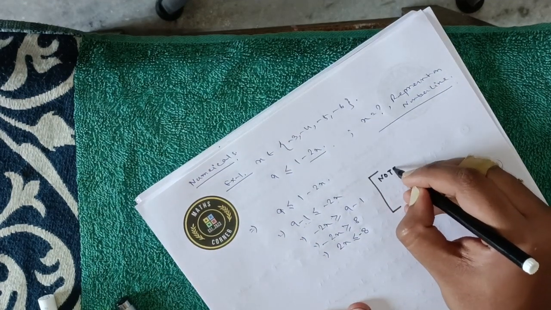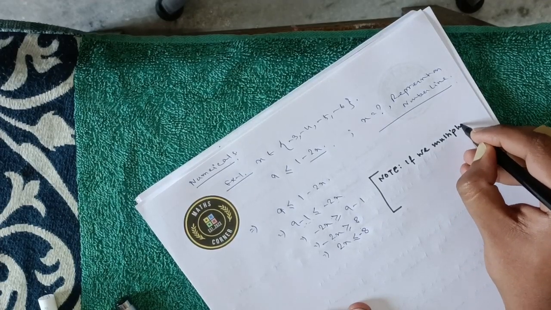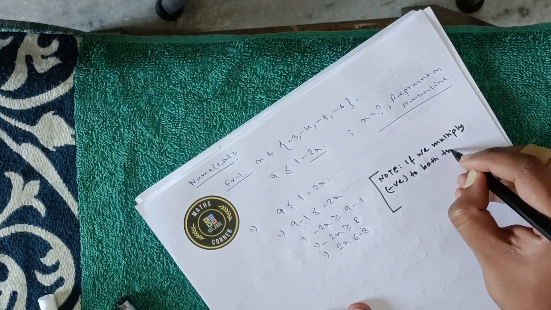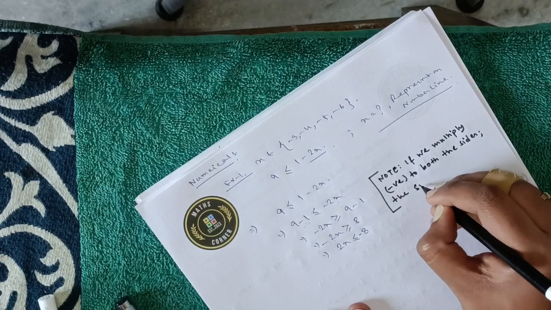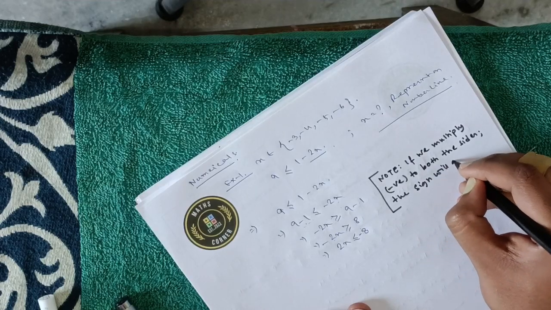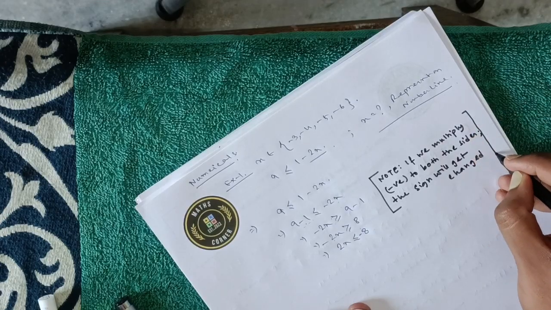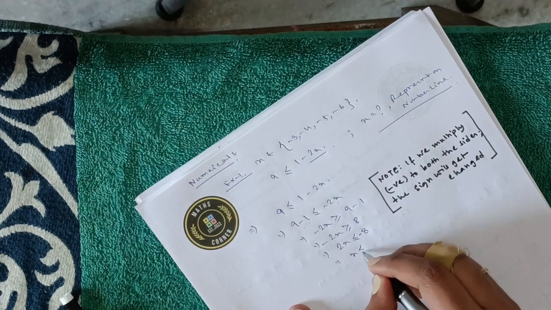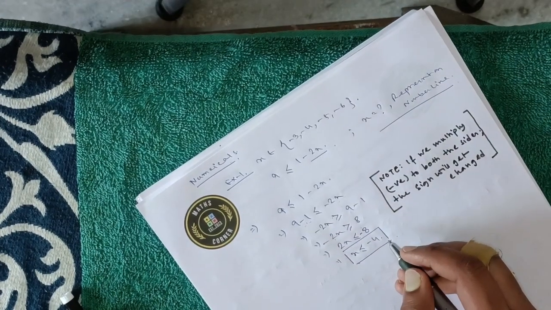Note, if we multiply negative to both sides, the sign will get changed. Okay, the sign will get changed. So what will come? x less than or equal to minus 4 is the answer.